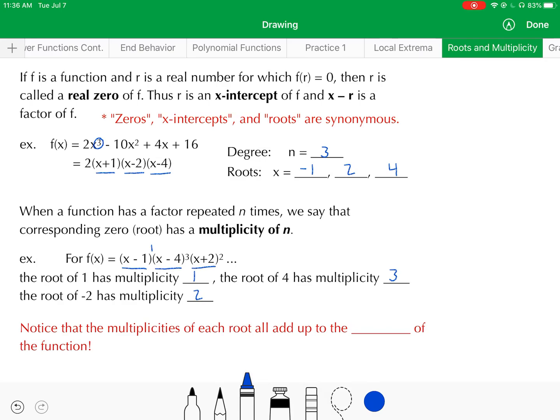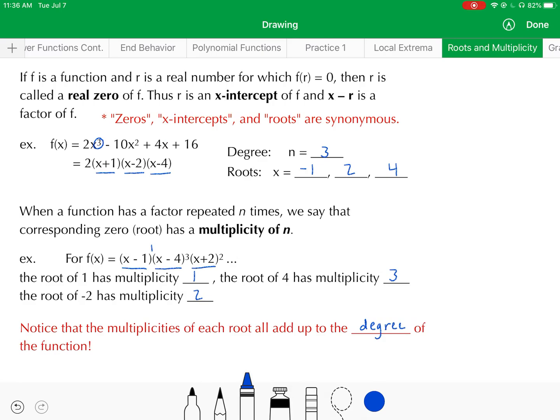Okay? Now, I want you to notice that if you add up the multiplicities of all of your roots, they're always going to add up to the degree of the entire function.